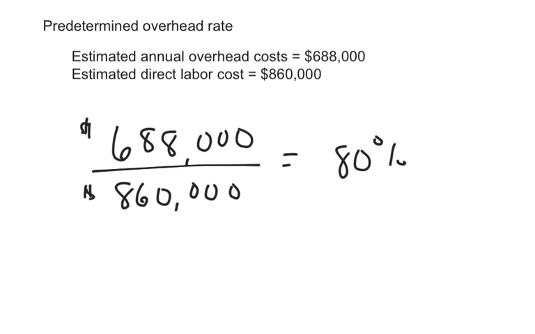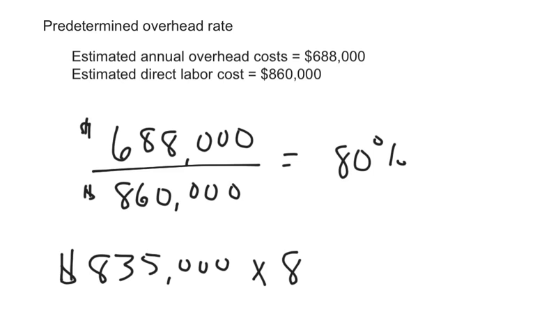So let's go back to our 80%. That was our first data we calculated. So let's say that our actual direct labor cost was $835,000. And I need to apply overhead based on that. Well, my rate is 80%, so if I take 80% of that total labor cost, I'm going to apply $668,000 in manufacturing overhead. That represents manufacturing overhead applied.